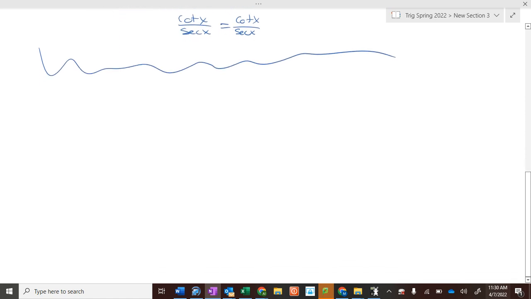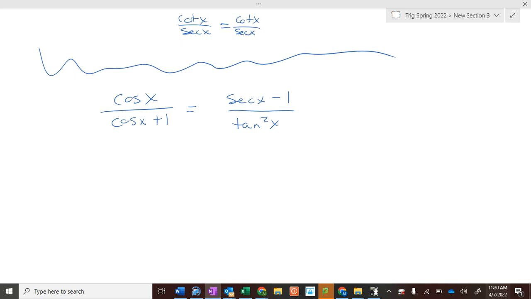Let's say we have cosine of x over cosine of x plus 1 equals secant of x minus 1 over tangent squared of x. Now, most of you would say we should really change the right side because the left side is simple and the right side is more complicated.